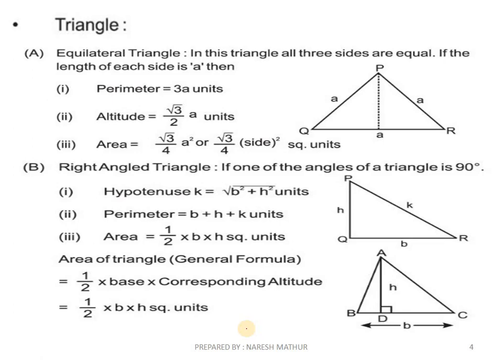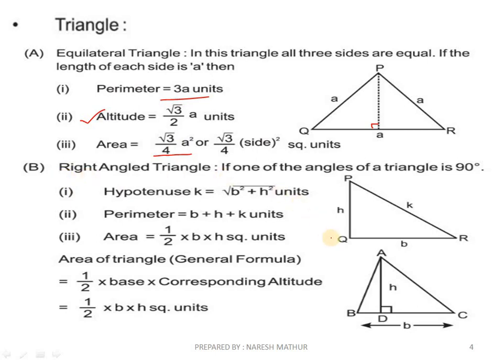Now comes to triangle. Perimeter means what? The sum of all sides, right? So if we are talking about the equilateral triangle, if each side is A, then the perimeter will be 3A. This one is new for you. Altitude will be root 3 by 2 into side. Again we are taking the help of Pythagoras theorem here. And the area is root 3 by 4 into side square. We are going to derive this formula in the first question of exercise 12.1. Alright.